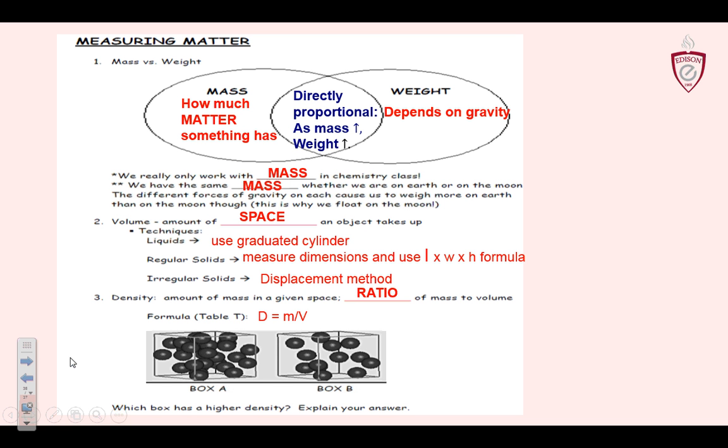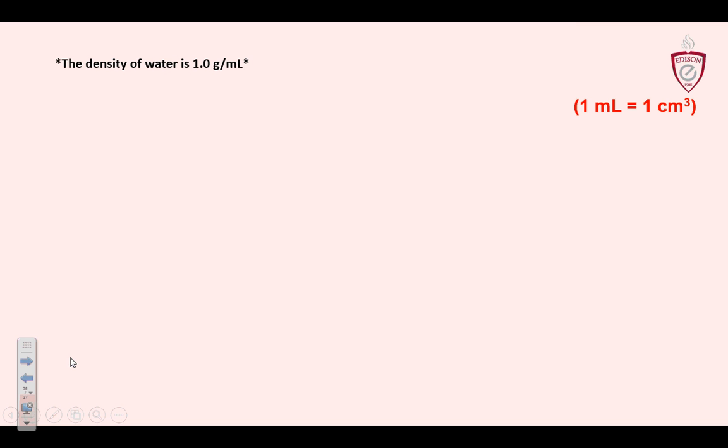A great example of what this means is box A versus box B. Which one is more dense? Explain your answer. Box A is more dense. Why? It has more atoms in it than box B does, and box A and box B are the same size. It's got more stuff packed into it. That is your explanation. Please write it down.